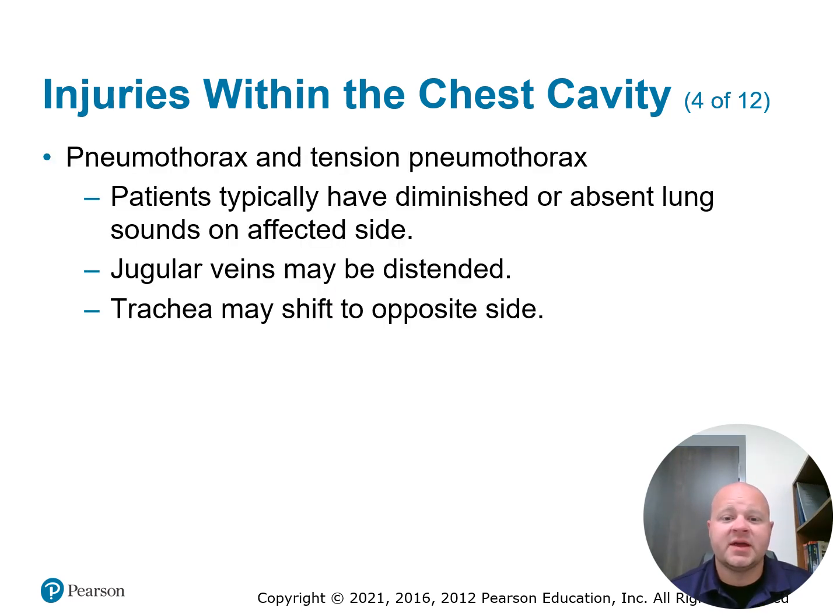These patients typically have diminished or absent lung sounds on the affected side. Their jugular veins may be distended because it's having a hard time getting the blood back down in the body due to the change of pressure. And when that lung starts to collapse and everything kind of moves to one side, your trachea may end up kind of shifting to the opposite side of where the injury is.